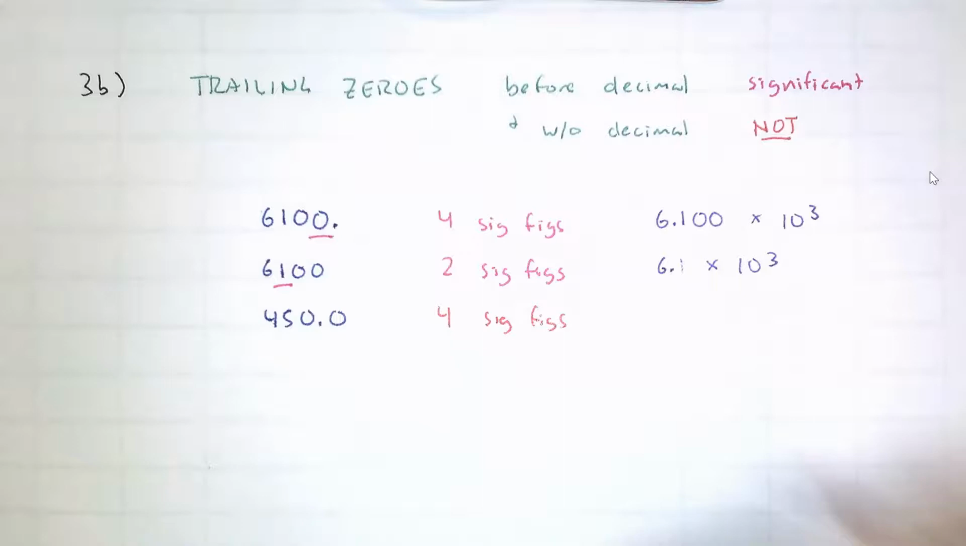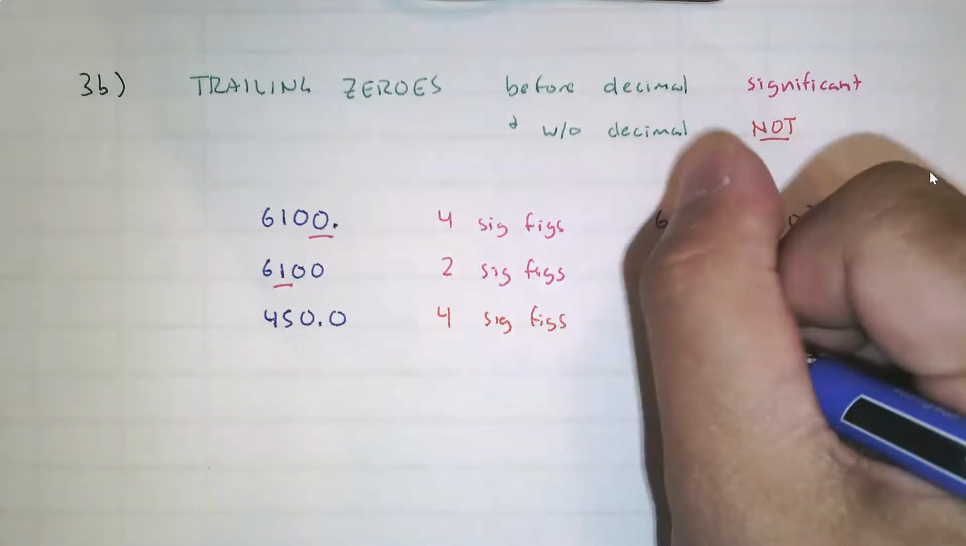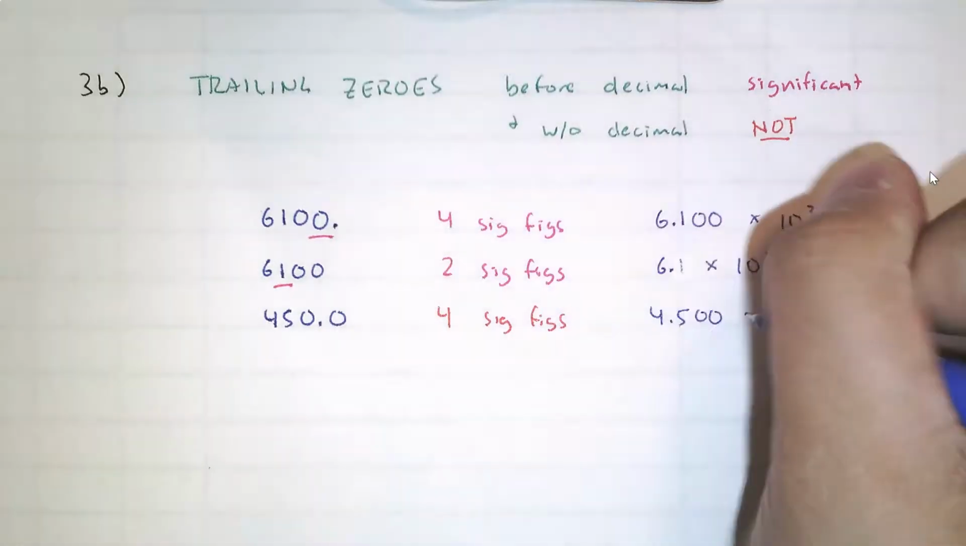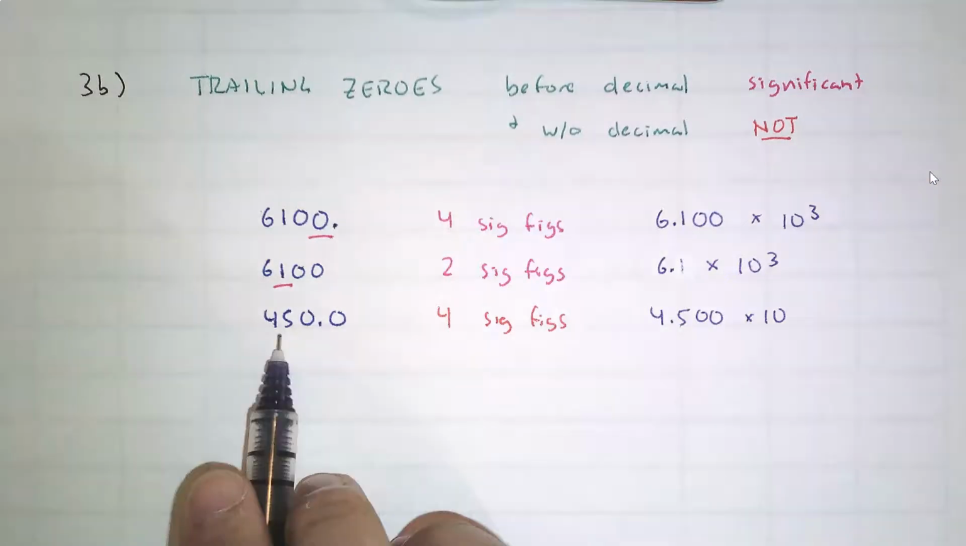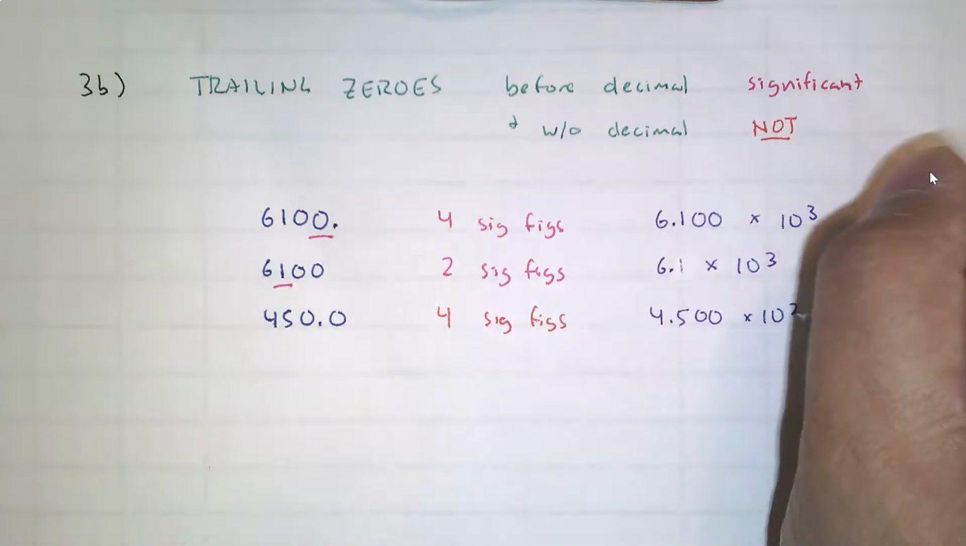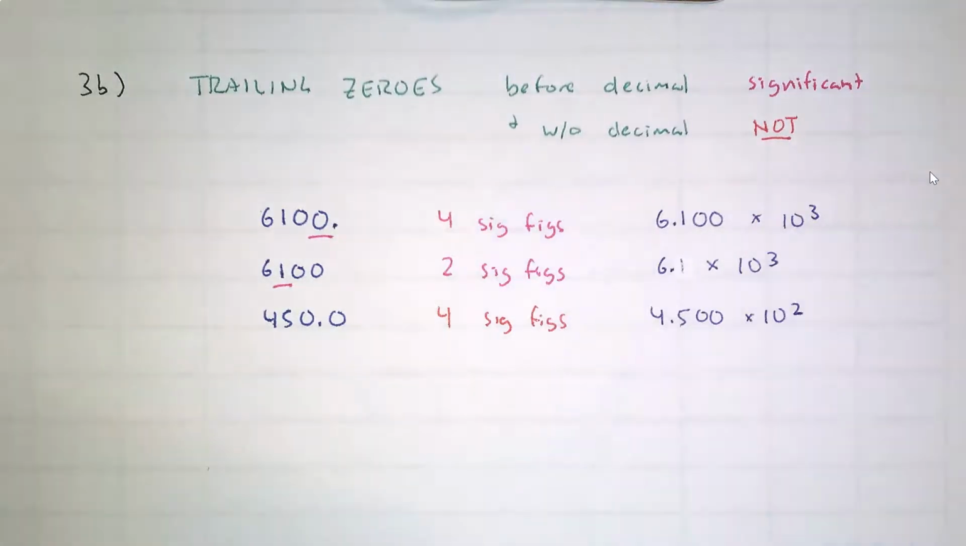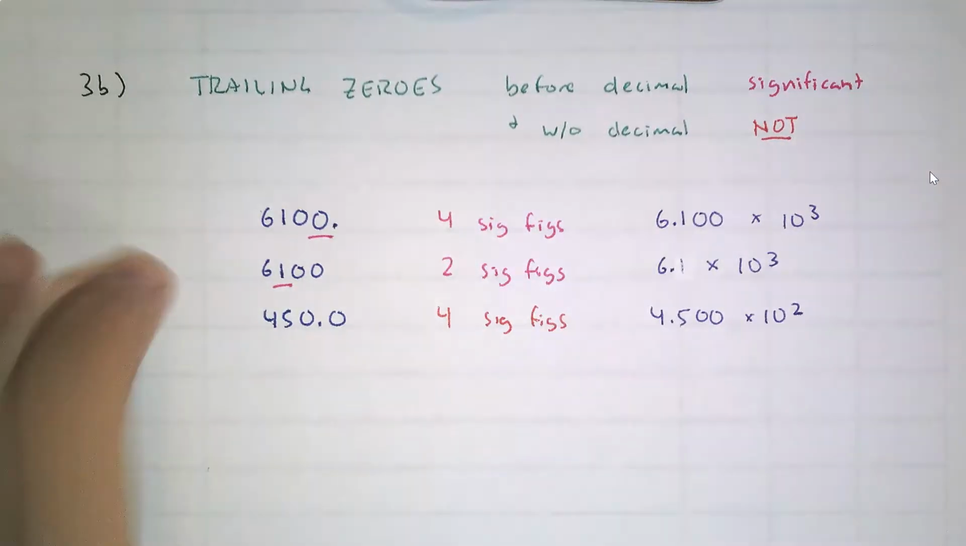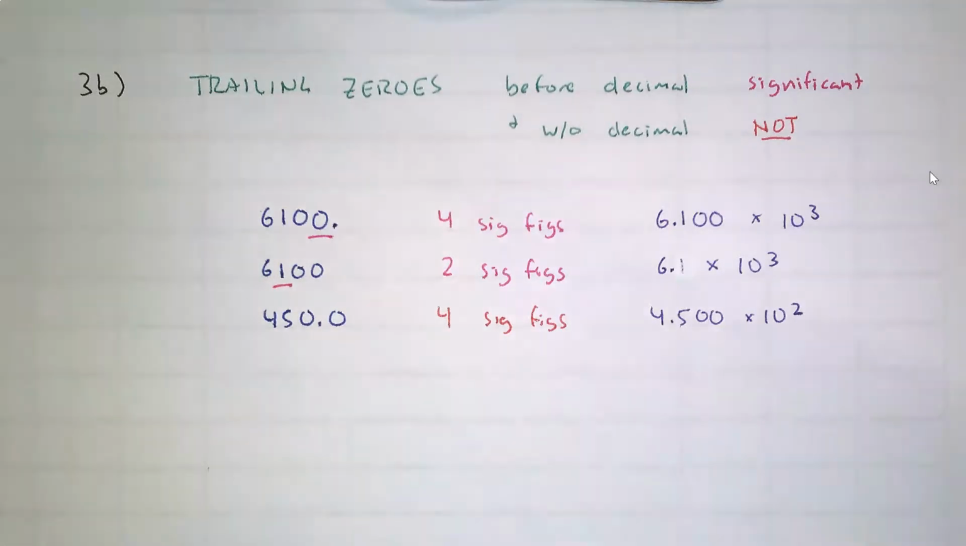And we would indicate that using scientific notation as such. 4.500 times 10 to the what? We have to get bigger, 10 to the 2. I think that's it for significant figures rules.